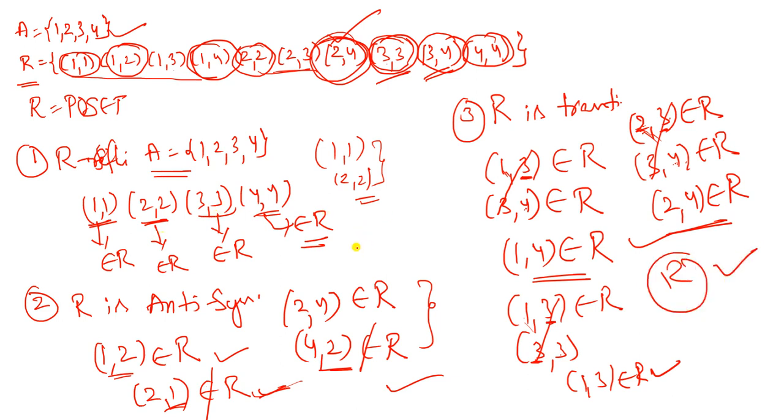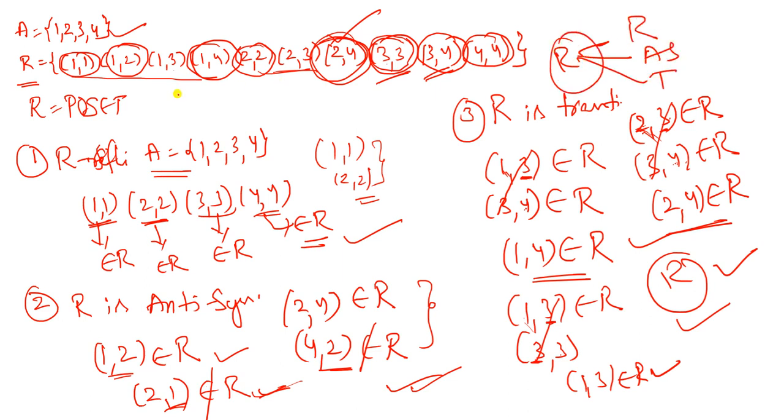So in the given relation, R is reflexive, R is antisymmetric, R is transitive. So this particular relation is a poset. Okay, this is how we have to do the partially ordered set.